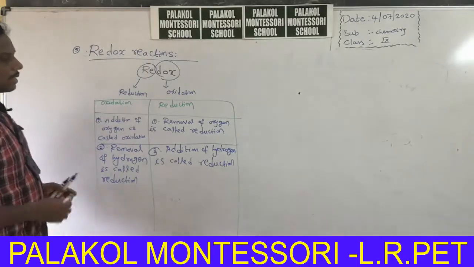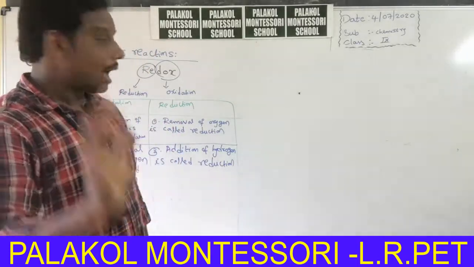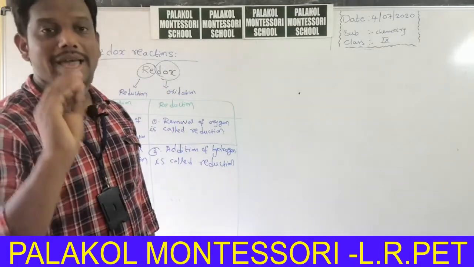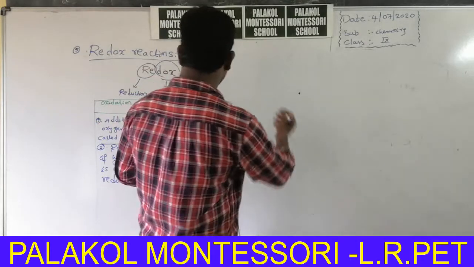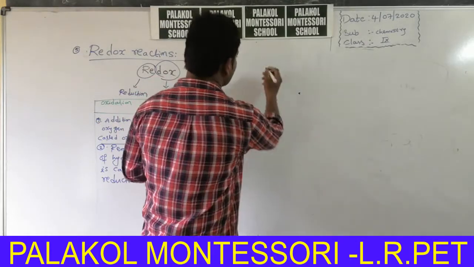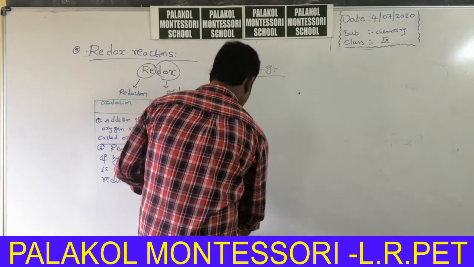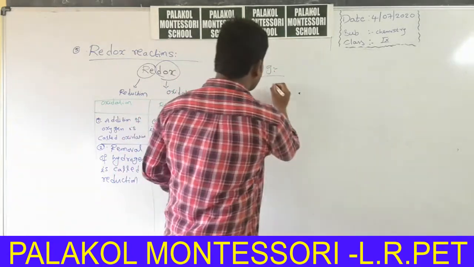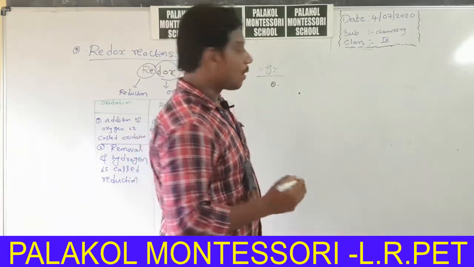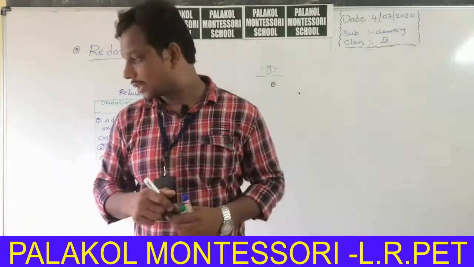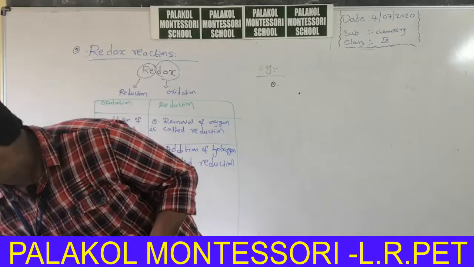This is about the definitions of oxidation and reduction. Okay, I will explain these two with the help of some chemical equation examples. First one, when copper reacts with oxygen on heating.